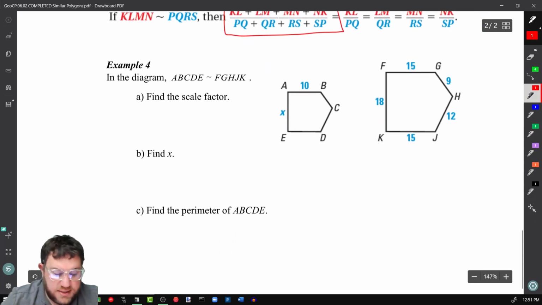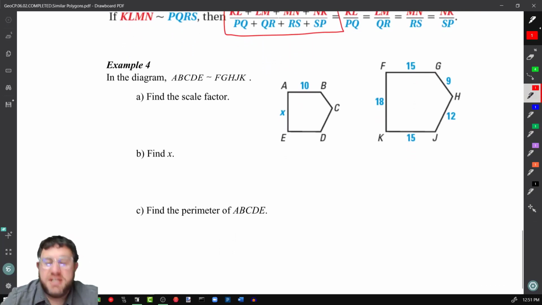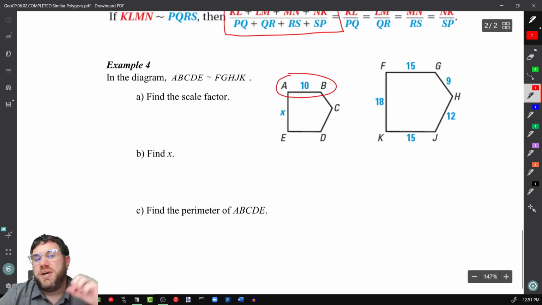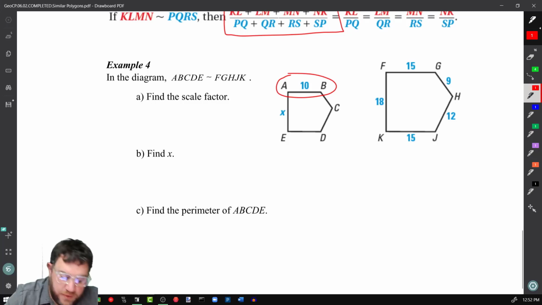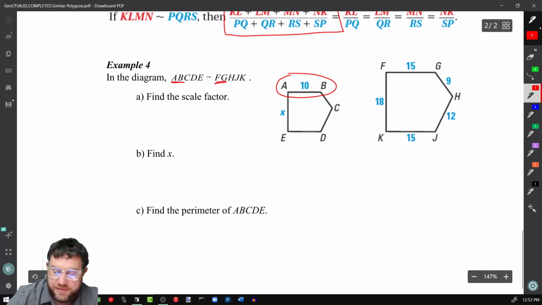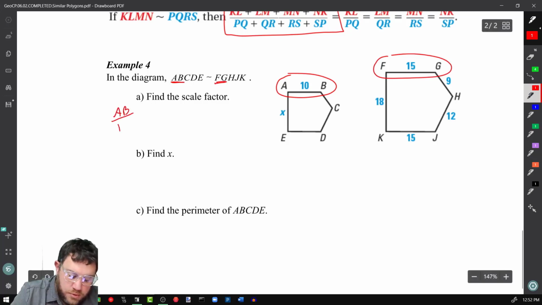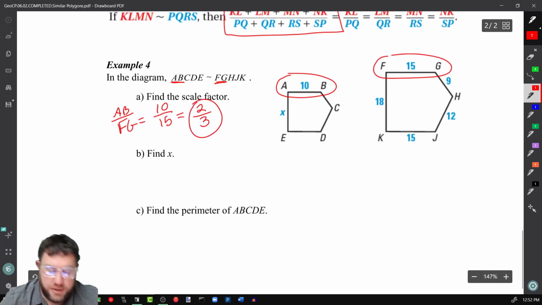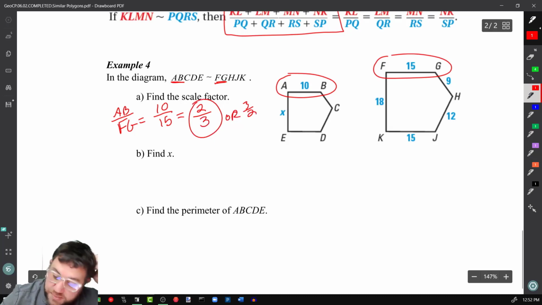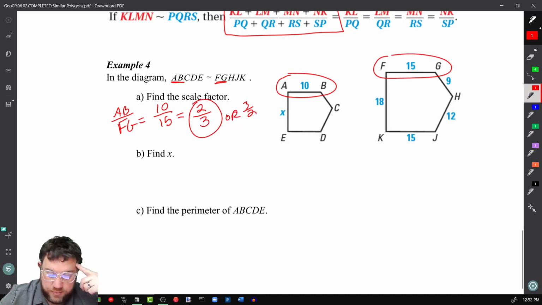So in example 4, we know that ABCDE is similar to FGHJK. We want to find the scale factor. Now, we only have one number here, that's AB, so we have to figure out which side goes with AB. Well, AB are the first two letters, so that's FG. So we know that AB and FG have to go together. They are corresponding. So those are the numbers we have to use. So we've got 10 over 15, and that's going to reduce to 2/3. Again, if you wrote 3/2, that would be fine. Just depends on which figure you start with.